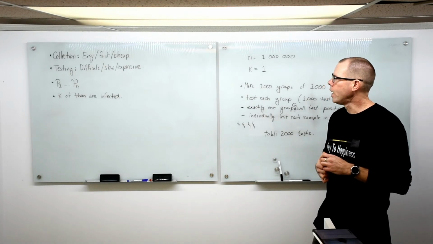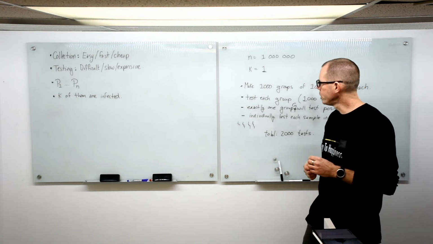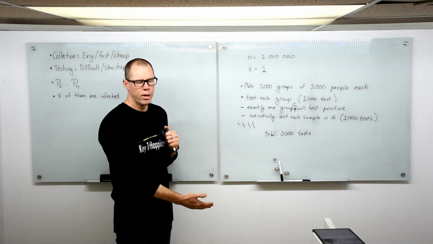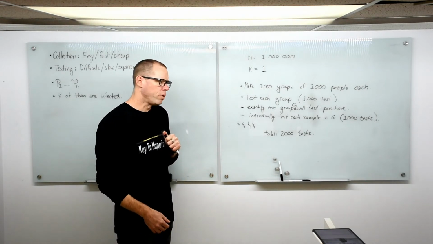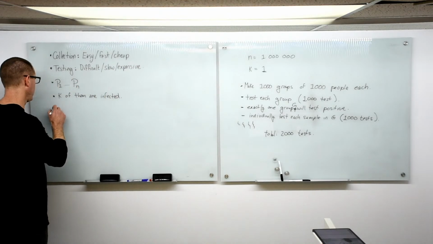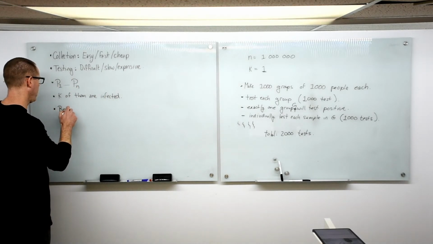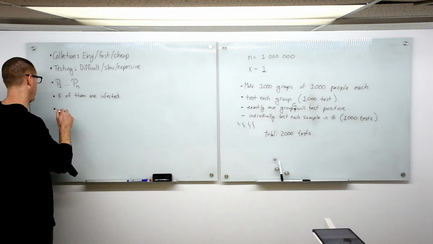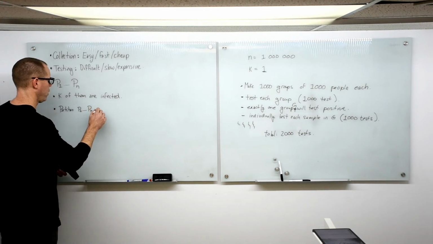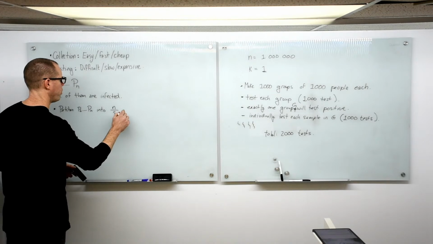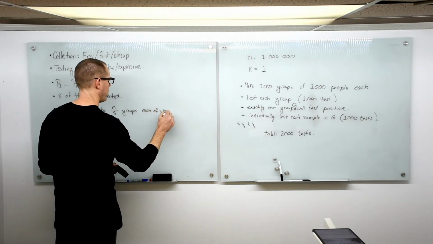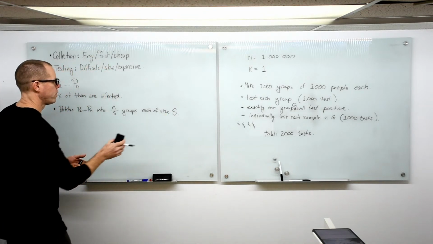Yeah, and let's start with the simplest thing, which is called single pooling, which is a scenario exactly like this. We break it up into groups, all of the same size. We test each group, and then some of those groups come back positive, and we then have to test the individuals in each of those positive groups. So we break, or partition, into n divided by s groups, each of size little s.